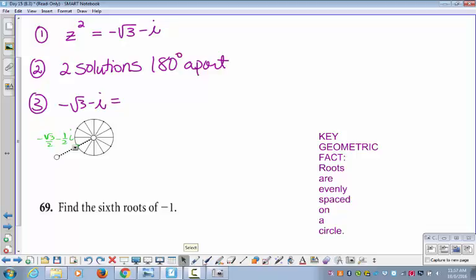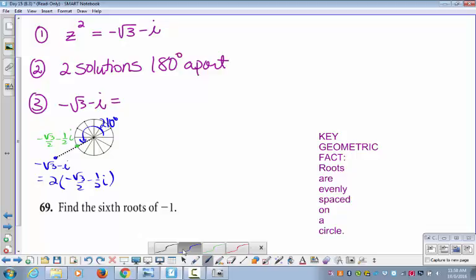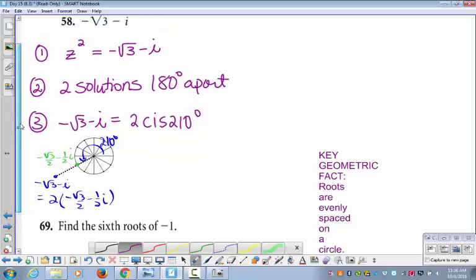Exactly, so let's scale that back to 2. So that is going to be minus root 3 minus I. That's exactly 2 times our unit circle number. Okay, so that angle is 210 degrees. 180 plus 30. So our trigonometric form is going to be 2 CIS 210 degrees. So there is the right-hand side in trig form.